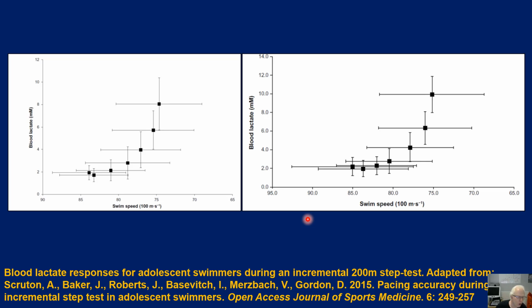But it's also almost impossible, and this is group-based data, so to a certain degree it does confound us a little bit, but it's almost impossible to see a significant transition on either of these curves that represents an obvious acceleration in the blood lactate concentration. So how do we get around that?